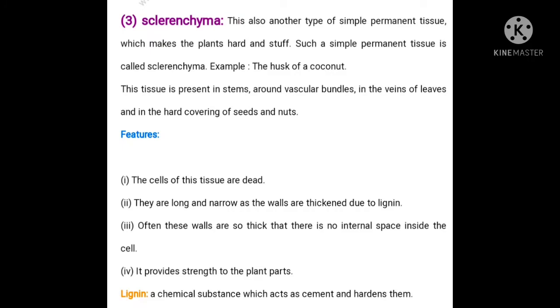I hope you have understood till here. So now we will see the difference between these simple permanent tissue types. All these three different tissues, we will see the difference between them.